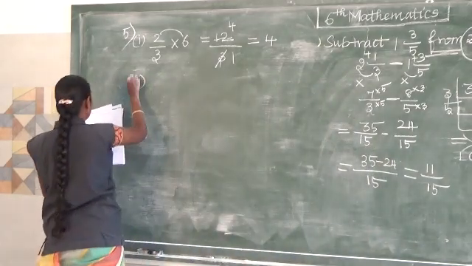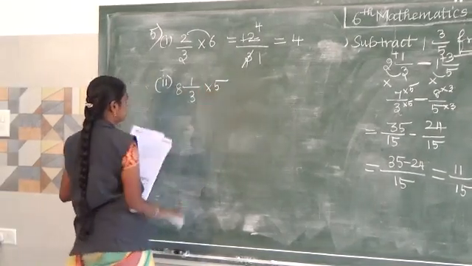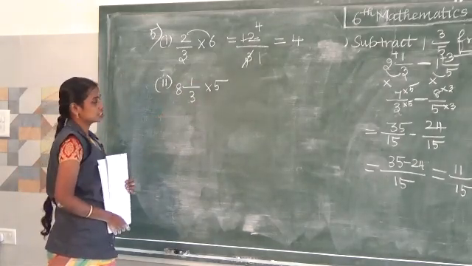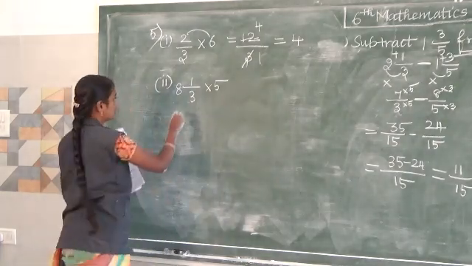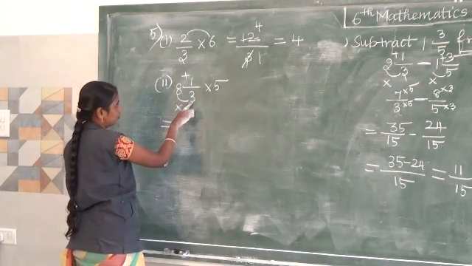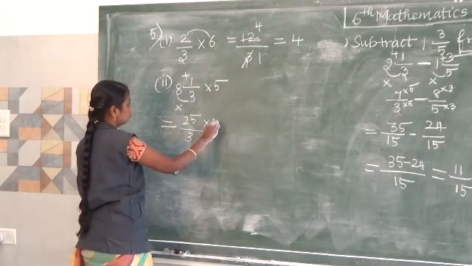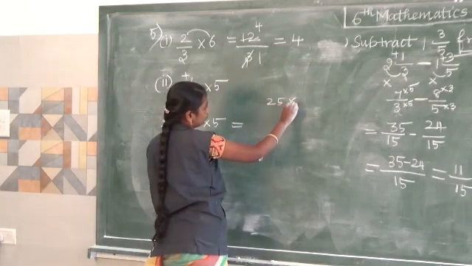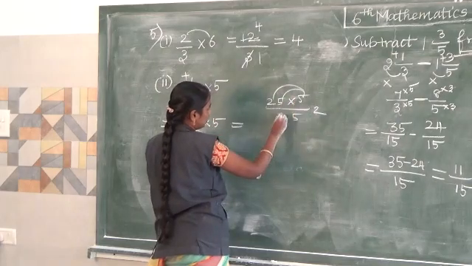Next, option 2, 8 1 by 3 into 5. It is a mixed fraction. First convert into improper. Whenever you see a mixed one, convert into improper. Multiply and add. 8 3s are 24, 24 plus 1, 25 by 3 into 5. Multiply 25 into 5. 5 table, 5 5s are 25, 5 2s are 10, 10 plus 2, 12.